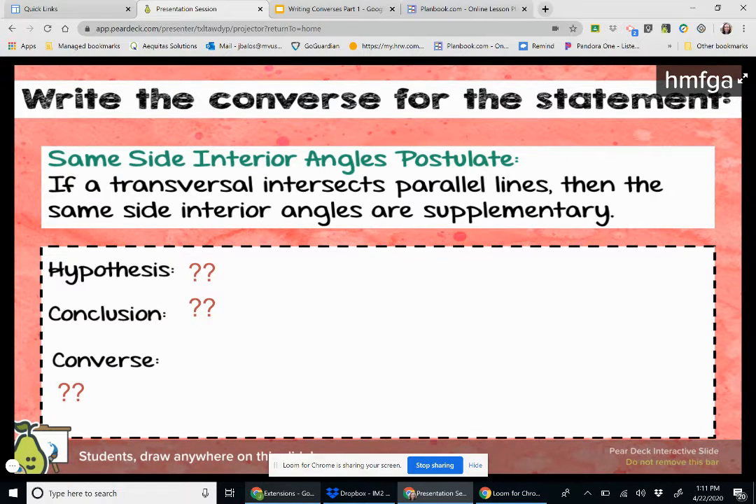Same side interior angles postulate says, if the lines are parallel, the same side interior angles are supplementary. The converse is, if the angles are supplementary, then the two lines are parallel.